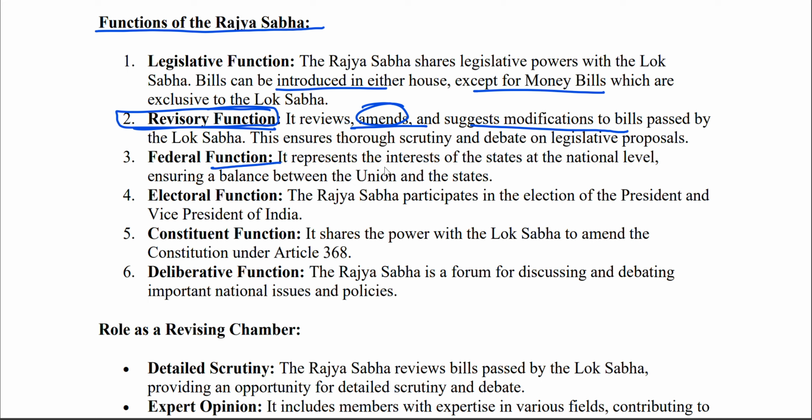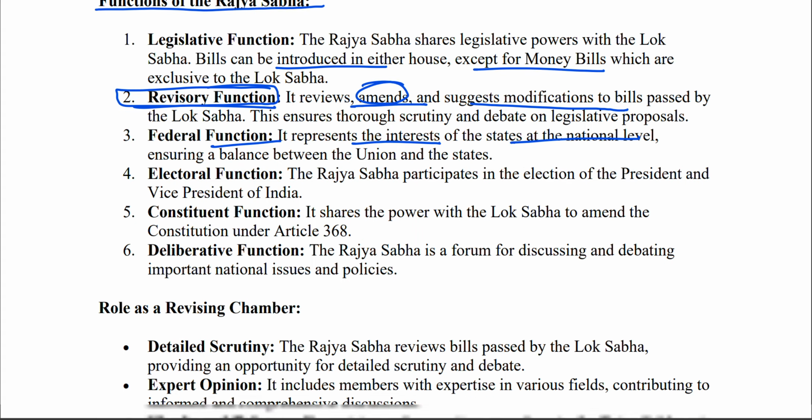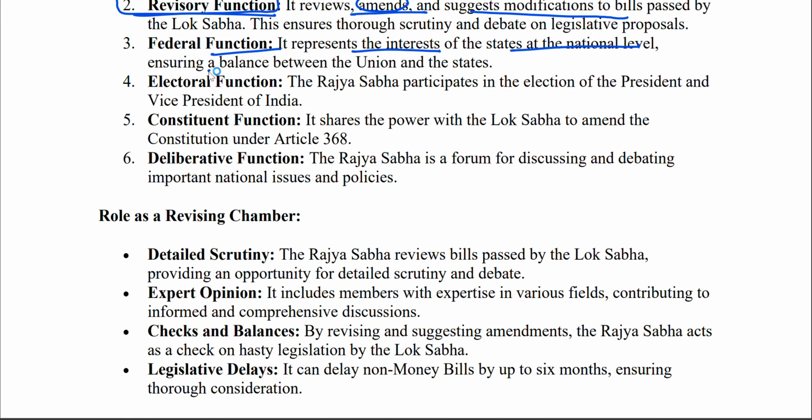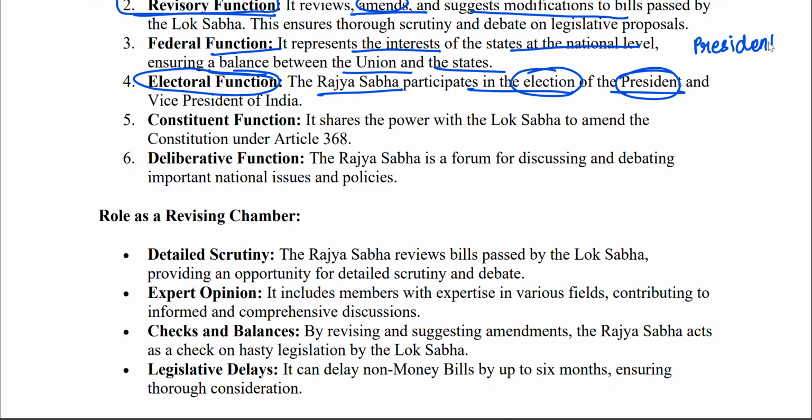Federal functions. It represents the interest of the states at the national level. States are represented at the national level, ensuring the balance between the union and the states. Then it also has the electoral functions. Rajya Sabha participates in the election of the president. It participates in the election of the president, and then we have the vice president of India.